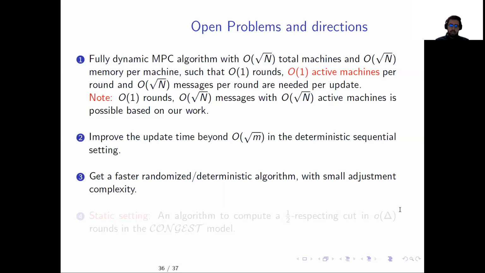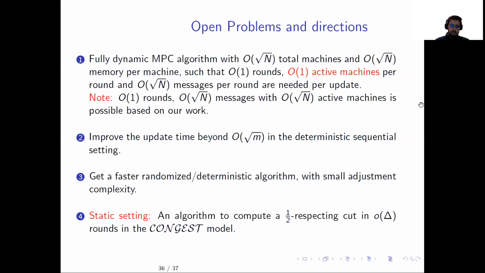And note that based on our current work, we know that we can actually get an algorithm with roughly the same parameters as mentioned in this point number 1, but without a constant number of active machines per round. So the active machines are the machines which are involved in the communication. So this seems to be a major challenge, and it would be interesting to get an algorithm with this complexity.